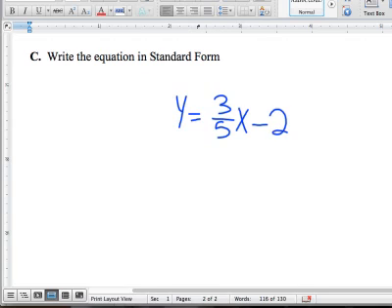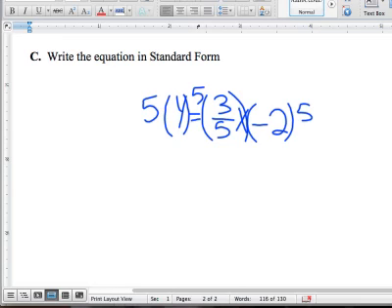So now we want to go from slope-intercept to standard. Standard form has no fractions, so we have to clear the fraction. How do we get rid of that 5? Multiply by 5. Multiply this whole thing by 5. So we have 5y equals, our 5's cancel here, we get 3x, and then negative 2 times 5, we get negative 10.